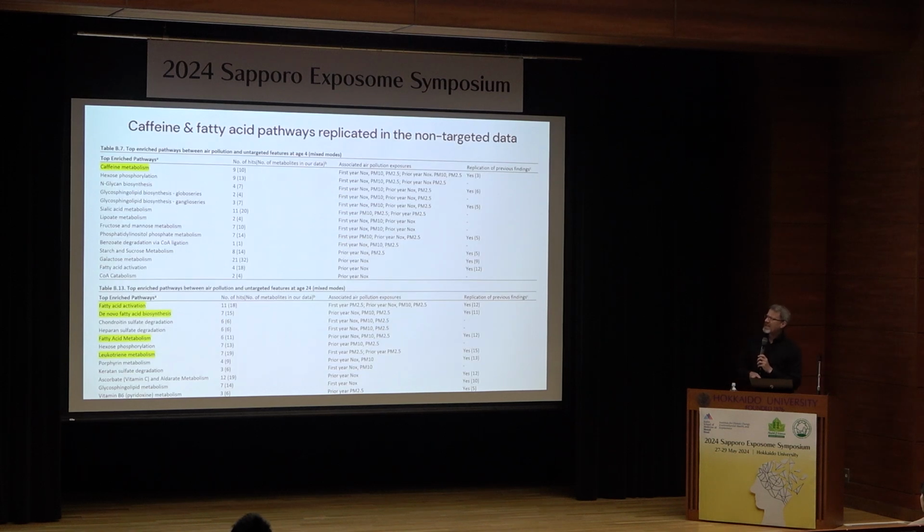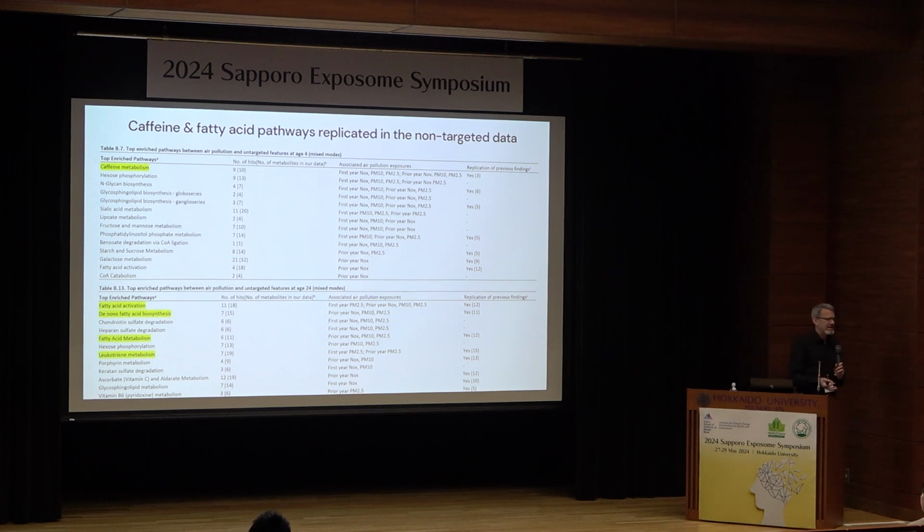We looked at the untargeted data as well, and we're happy to see that caffeine metabolism came out at the top, so the same findings as our targeted data, which is reassuring. And then looking down here for the 24-year-olds, we see all of these in yellow, these fatty acid metabolism pathways. Those of you who know my work know that my lab focuses on lipid metabolism.